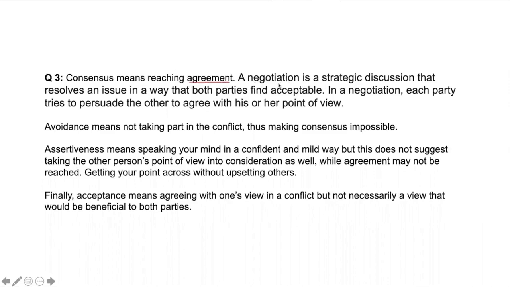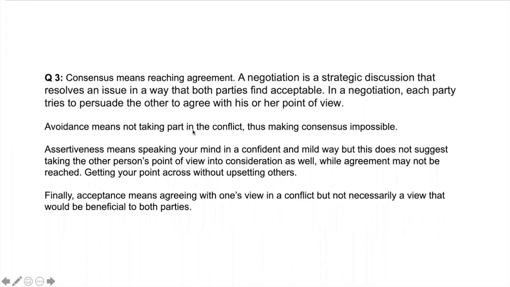When you negotiate, of course, there's two parties involved and they try to reach an agreement. That's why it's called a negotiation, a strategic discussion that resolves an issue in a way that both parties find acceptable. So that's very important. In a negotiation, each party tries to persuade the other to agree with his or her point of view. So I think that's kind of clear. When you negotiate, there's two parties. They try to reach a decision which is close to our answer. So this one is probably very close.